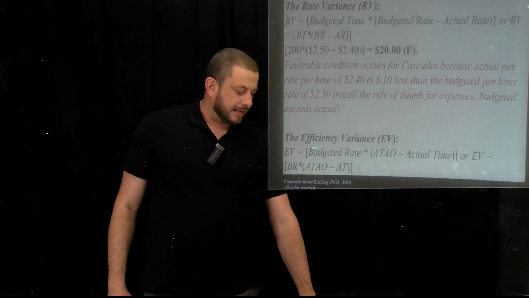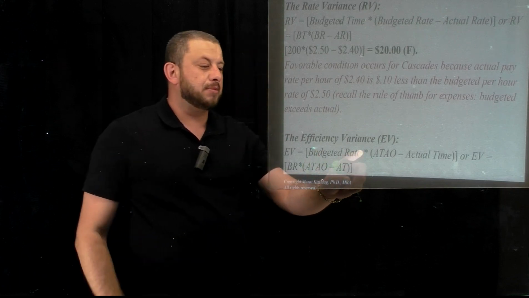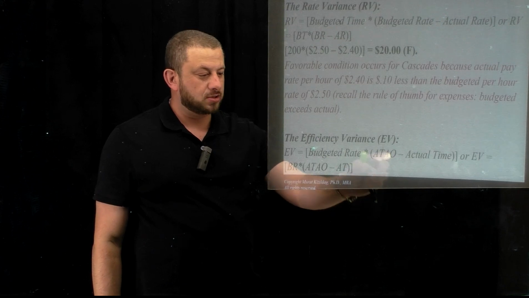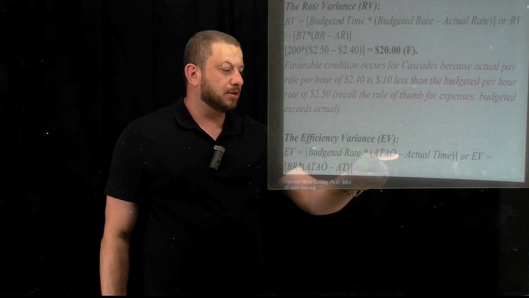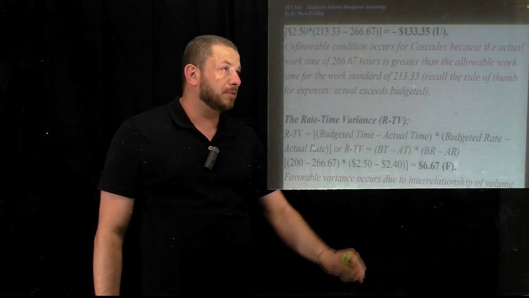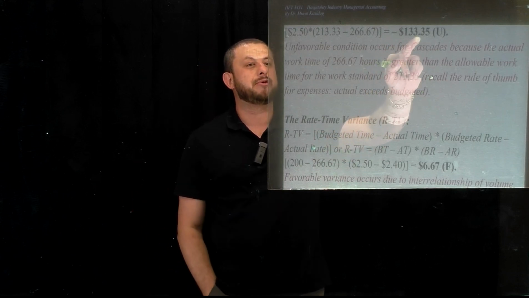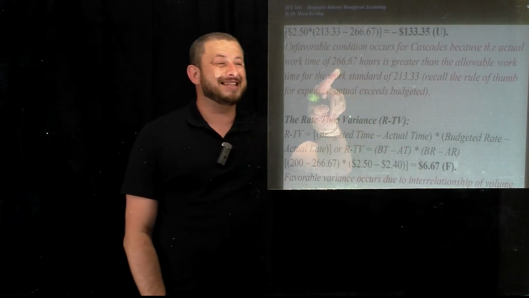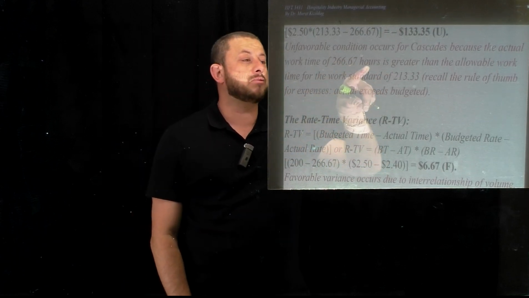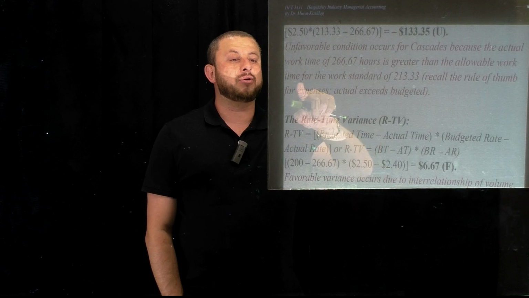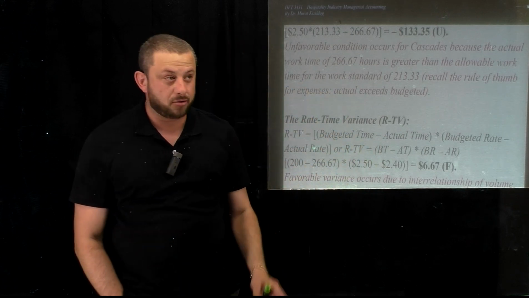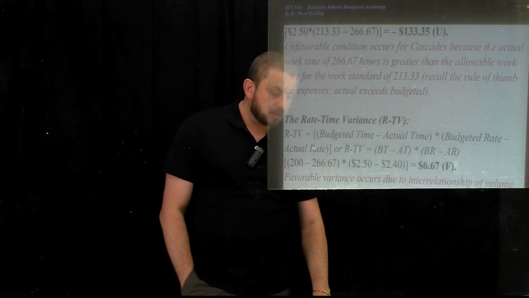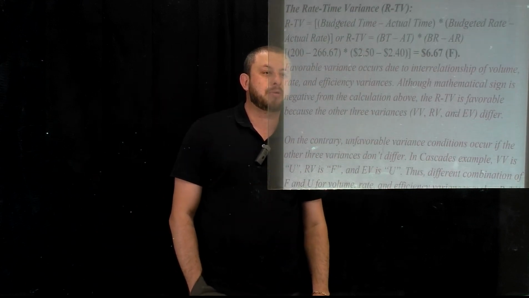Okay. The efficiency variance, budget rate multiplied by ATAO, allowable time. By the way, this is the short version of it. This is standard minus actual time. So when I do the math, 133.35, when I plug in the numbers, it's unfavorable because actual work time of 266.67 hours is greater than the allowable work time. Allowable work time is ATAO in the equation. Therefore, it is unfavorable. For the last one, RTV, this is the combined one.